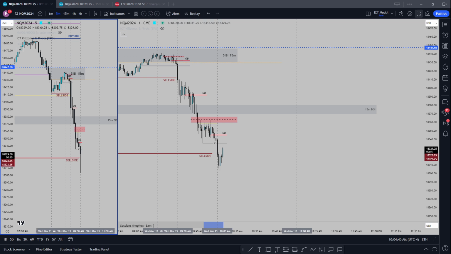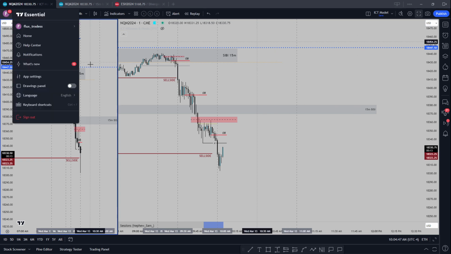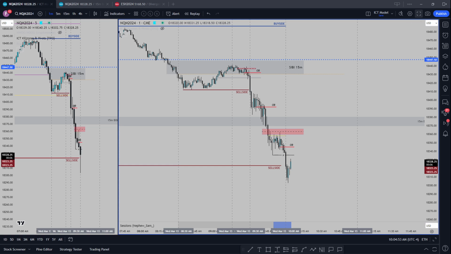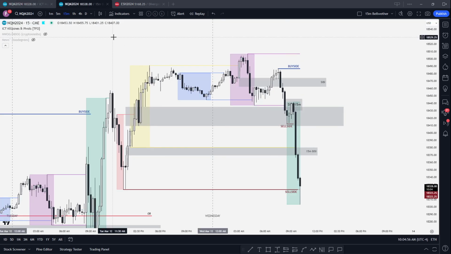Yeah, it's super helpful because then it doesn't clutter all your higher time frames. So if you have different, I have a 5-minute, 1-minute here, then all this clutter in here doesn't get carried onto the 15 and mess this all up.